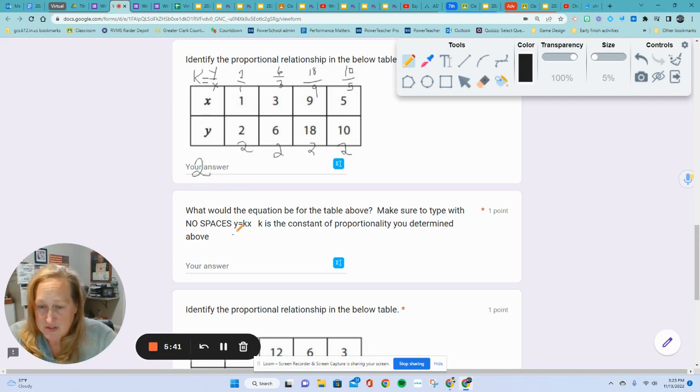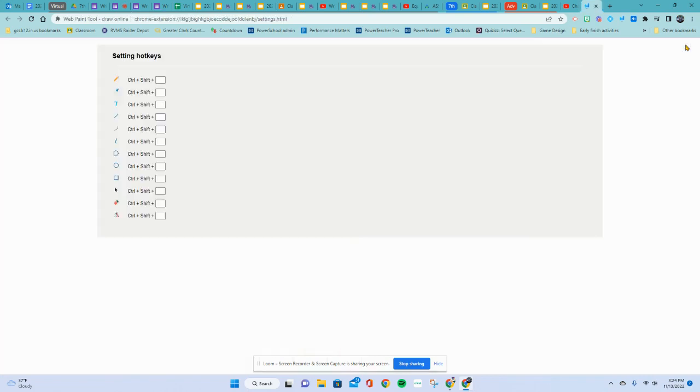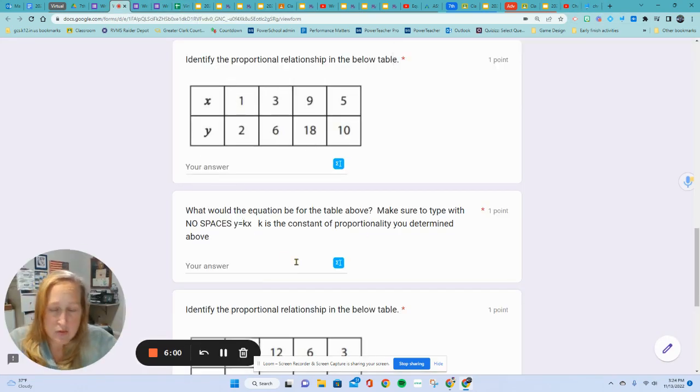Then they're going to want us to put that k into the equation, y equals kx. So you will type y equals 2x. And there's no spaces, nothing like that. I keep hitting the wrong button. I'm so sorry. There's the right button. So my constant was 2. And then my equation is y equals k, which we found out was 2, x.